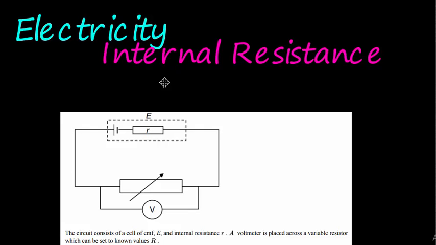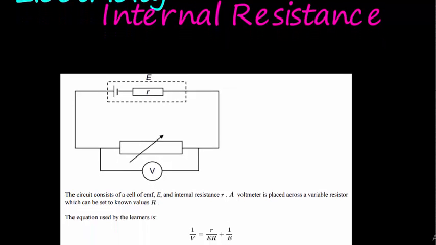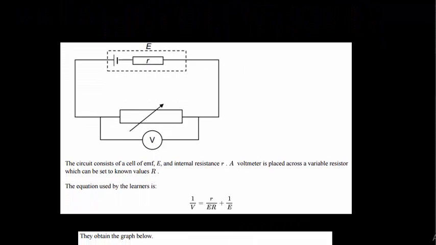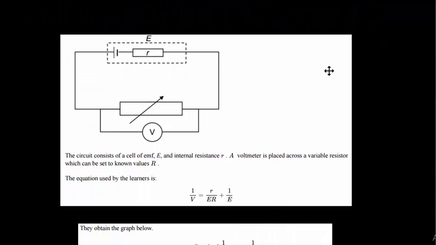Hi and welcome to example 2 of internal resistance, and this is an interesting example. It combines some mathematical knowledge with internal resistance in a circuit. Here we've got our circuit given.